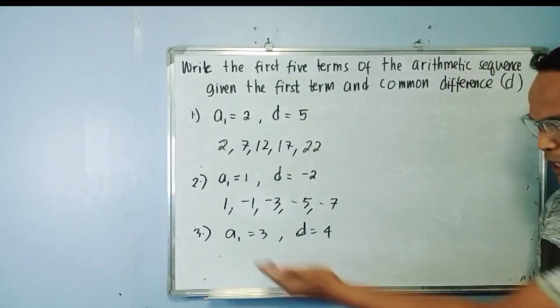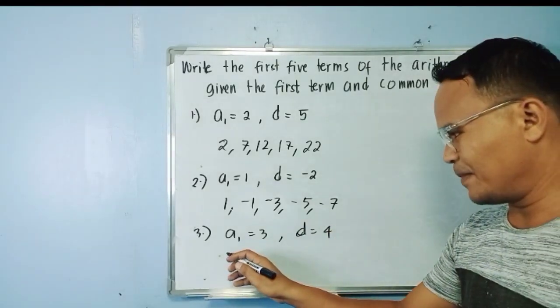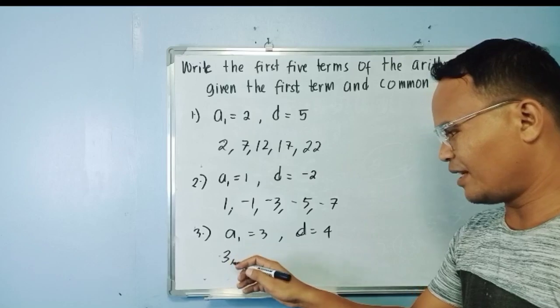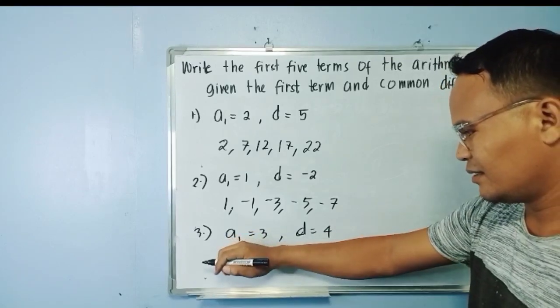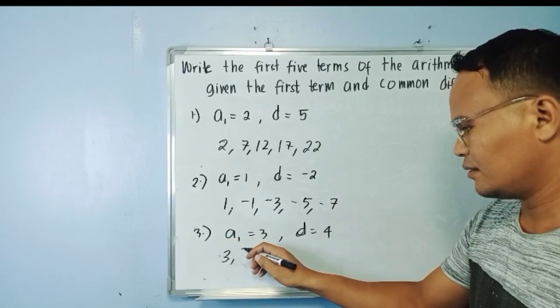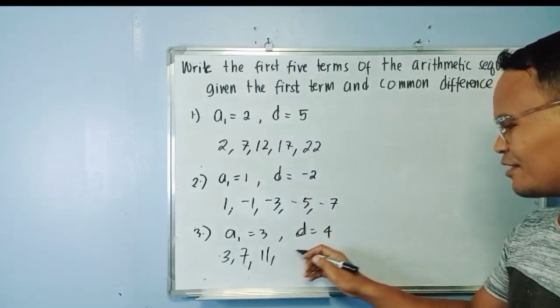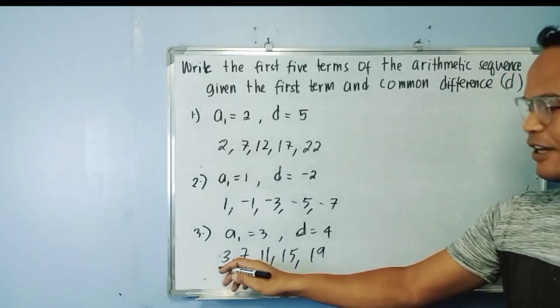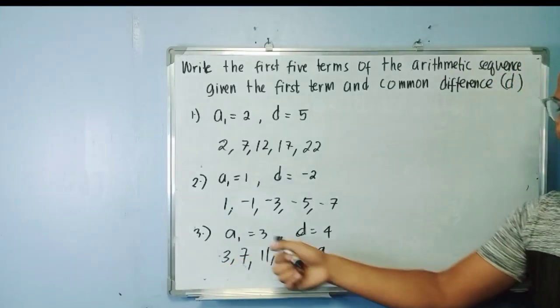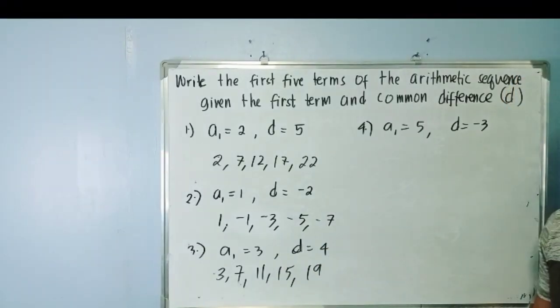Example number 3. We have the first term 3 and the common difference 4. So that's simply the first term is 3. Then we add 3 by 4. That's 7. Okay? And 7 plus 4, it's 11. 11 plus 4, that's 15. 15 plus 4, that's 19. So these are now the first 5 terms of the sequence, having the first term 3 and the common difference 4.